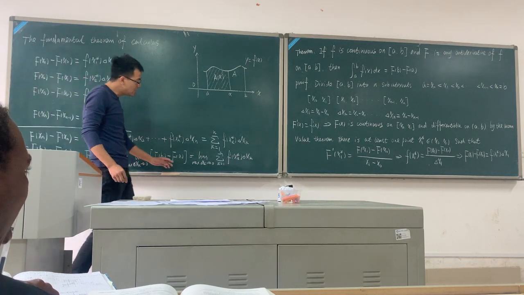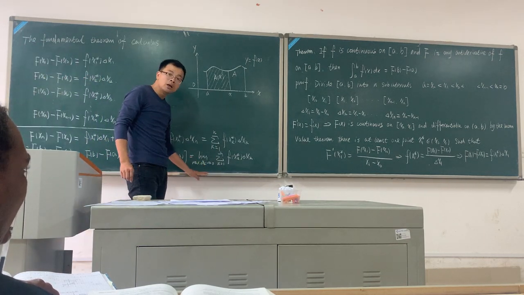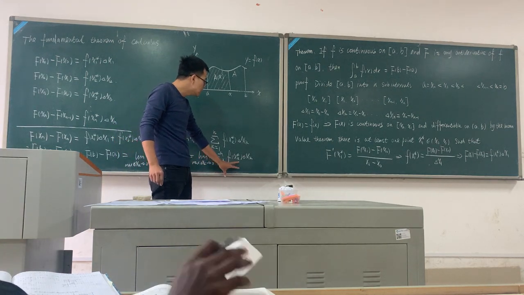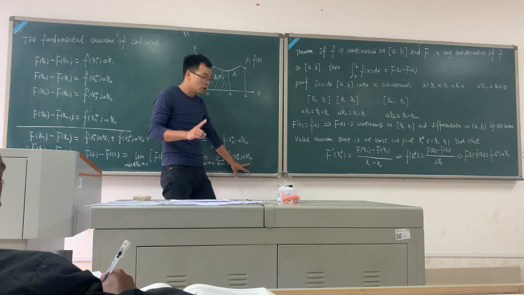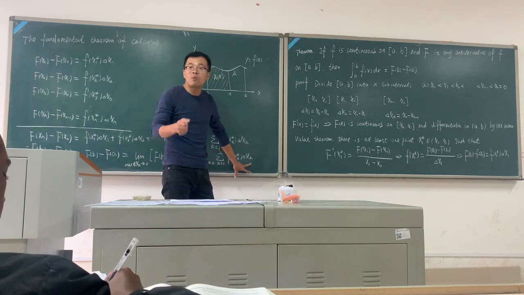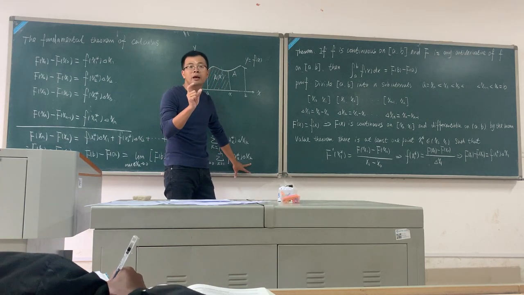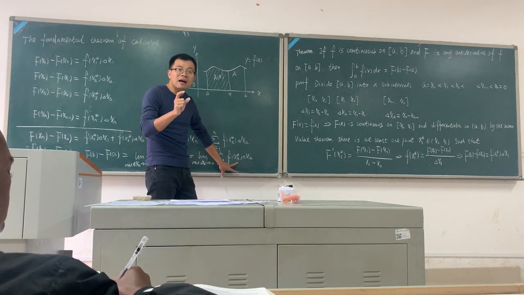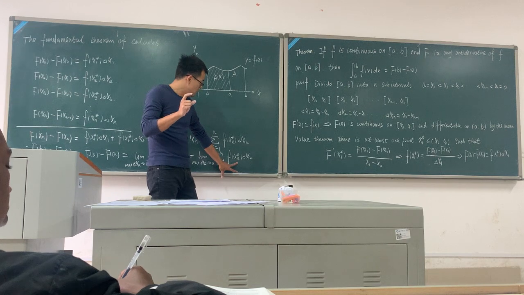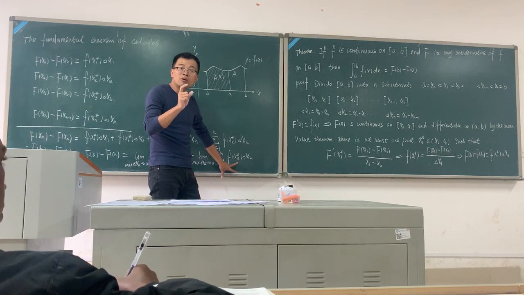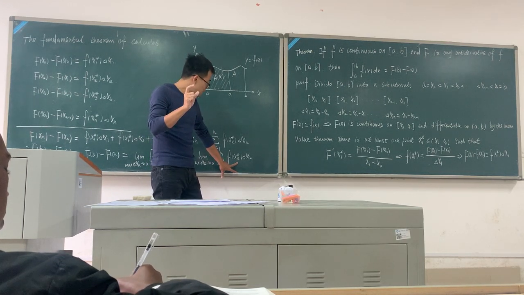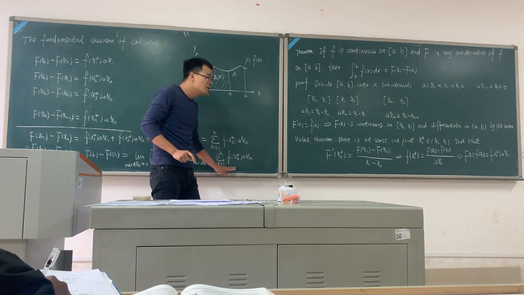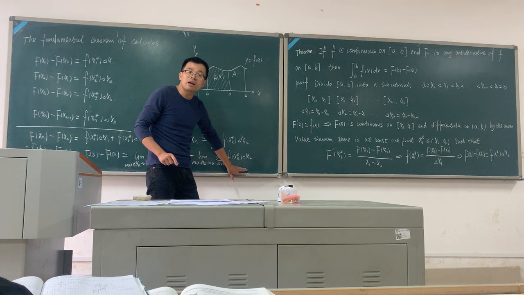And now we see the right hand side, okay? The right hand side here, xk star and delta xk. Now we know delta xk is the width of each subinterval, yeah? And fk star is actually one point belonging to the k-th subinterval, yeah? So here this is a Riemann sum, yeah?